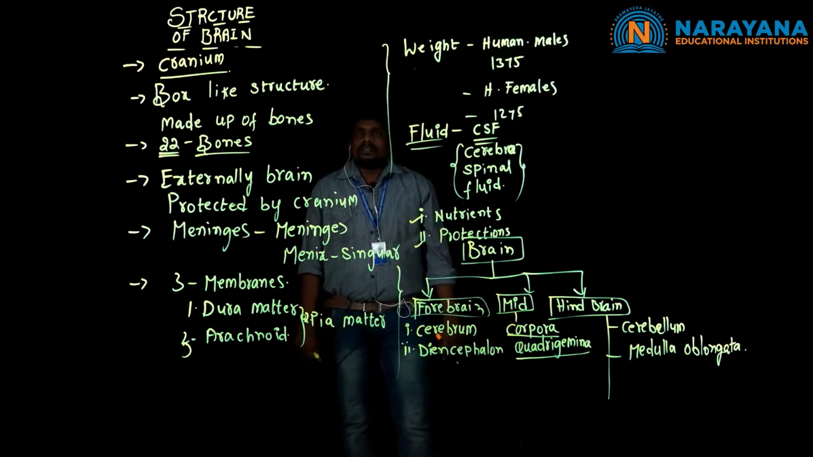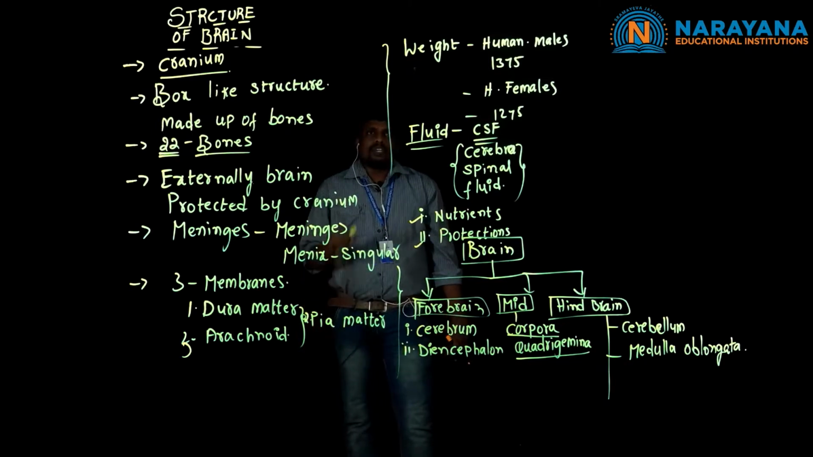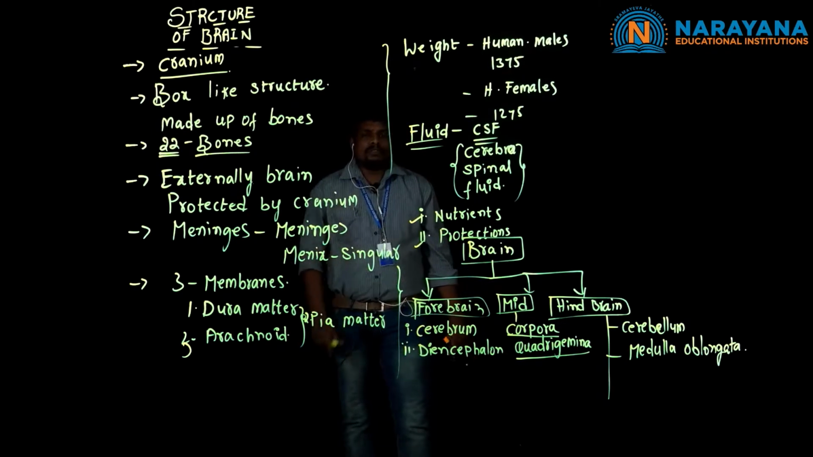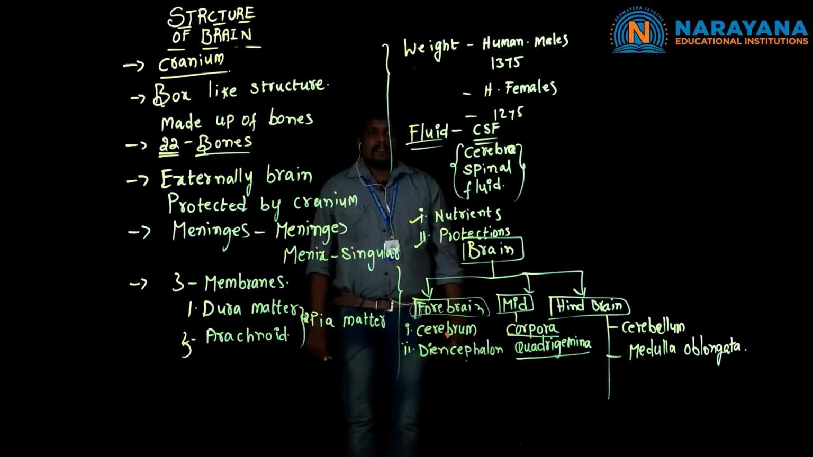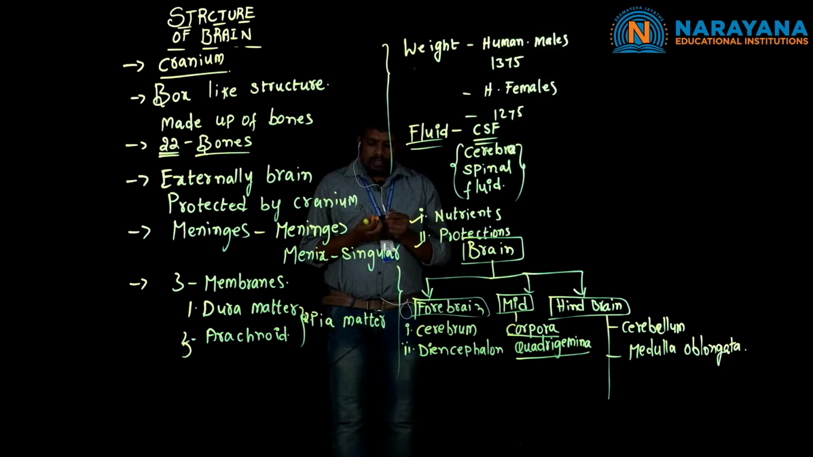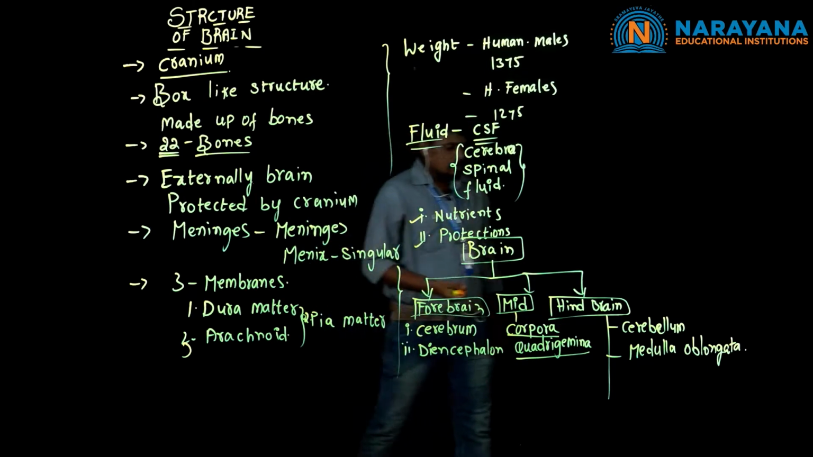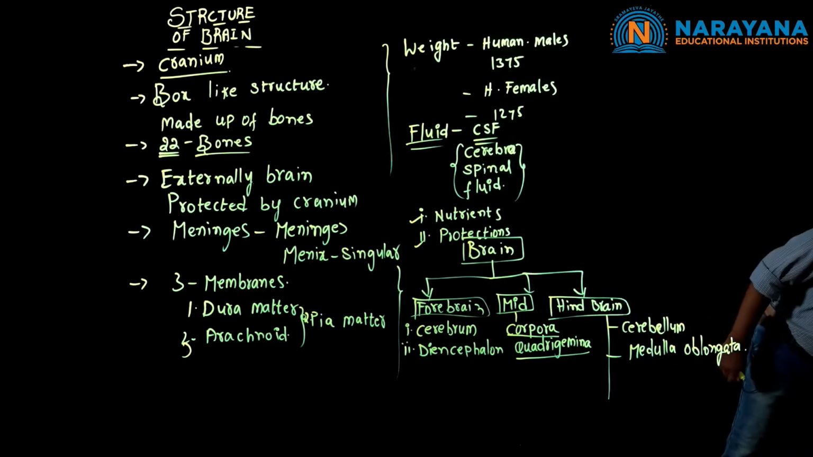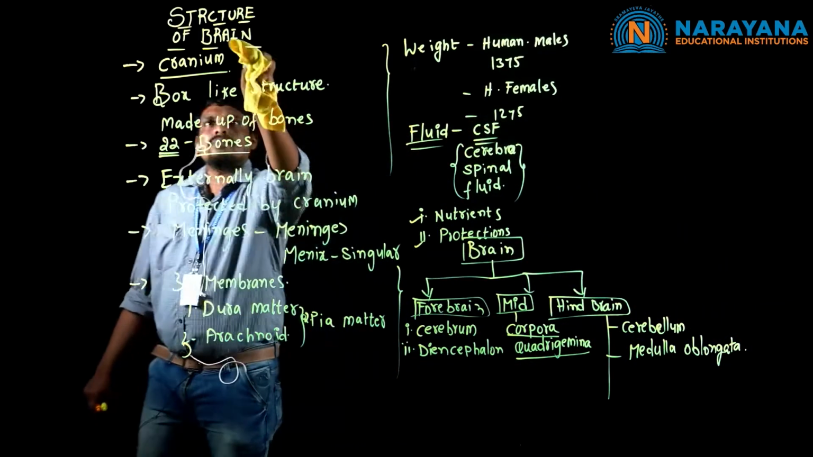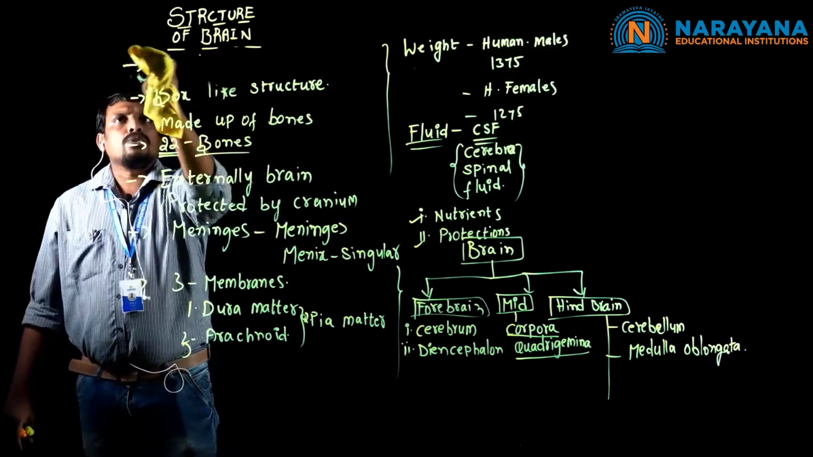What have we learned? We have learned about the cranium, we have learned about the meninges, and we have learned about the weight of a brain. We have learned about cerebrospinal fluid, and we have learned about the classification of the brain. Clear, ma? Right. Note down the points. Try to note down the points. Shall I rub the board?